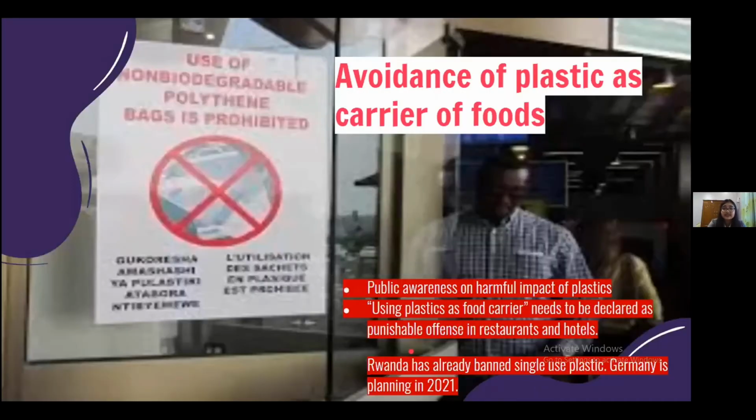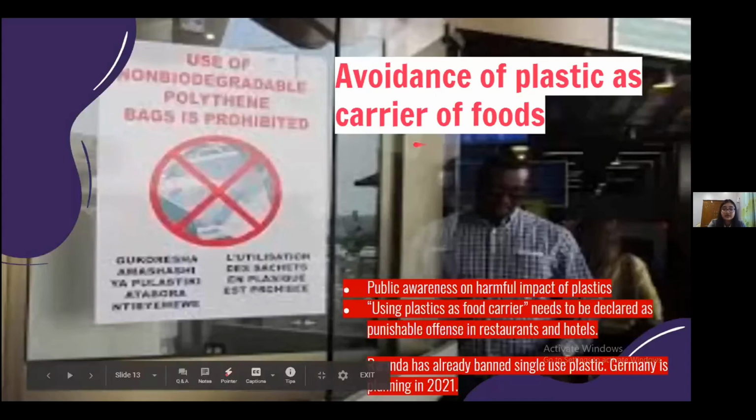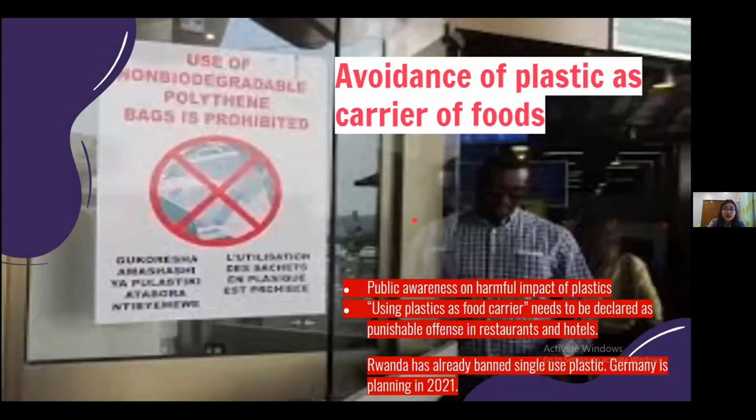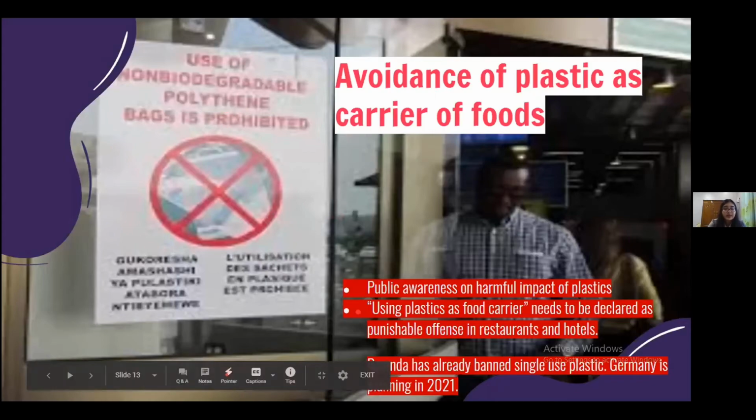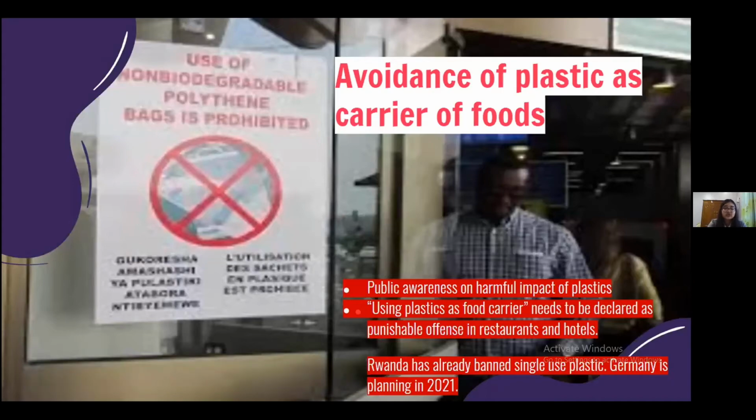Moving on, the last solution is the main solution, which is avoiding plastic as food carriers. Public awareness of the harmful impact of plastic is one of the biggest ways that we can do this. And using plastic as food carriers needs to be declared a punishable offense in restaurants and hotels. Here in the background, you can see this is a country called Rwanda, and they have already banned plastic. And you can see in this picture that usage of non-biodegradable polythene is prohibited. Rwanda has already banned single use of plastic, and Germany is planning to do so in 2021.